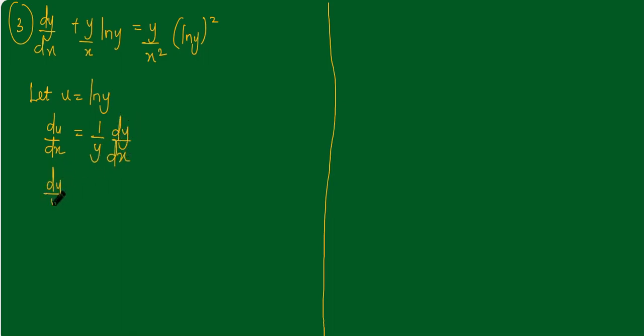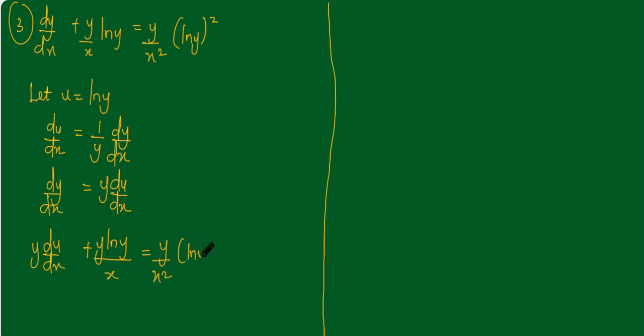So our dy/dx now becomes y du/dx. So we can rewrite our original equation to be y du/dx plus y ln y divided by x is equal to y over x squared ln y all squared. Now note that ln y is equal to u, so we can write it as y du/dx plus yu divided by x is equal to yu squared divided by x squared.